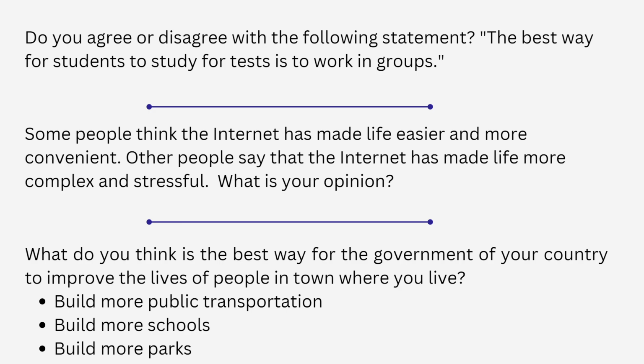And then the other 25% got the style on the bottom of the screen here, the multiple choice style, where you're given 3 or 4 options and you're asked to pick one. For example, the question says, what do you think is the best way for the government of your country to improve the lives of people in the town where you live? Build more public transportation, build more schools, or build more parks. Pick one, write an essay about it.